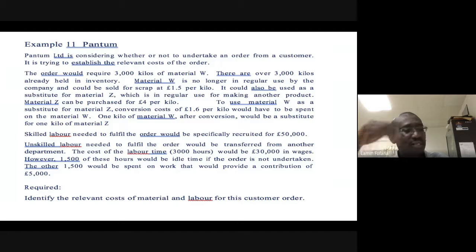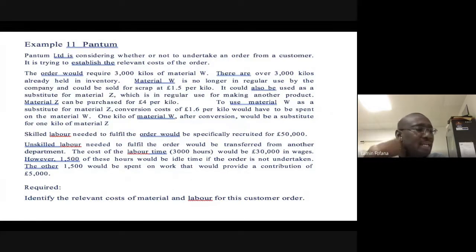So that means for material W, we are going to consider 3,000 kilos at an opportunity cost per kilo of 2.4. Is this clear? Right.